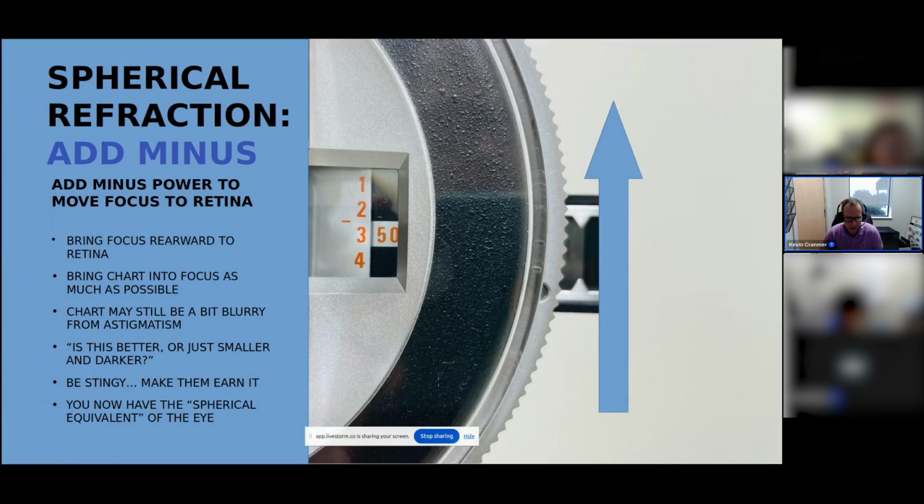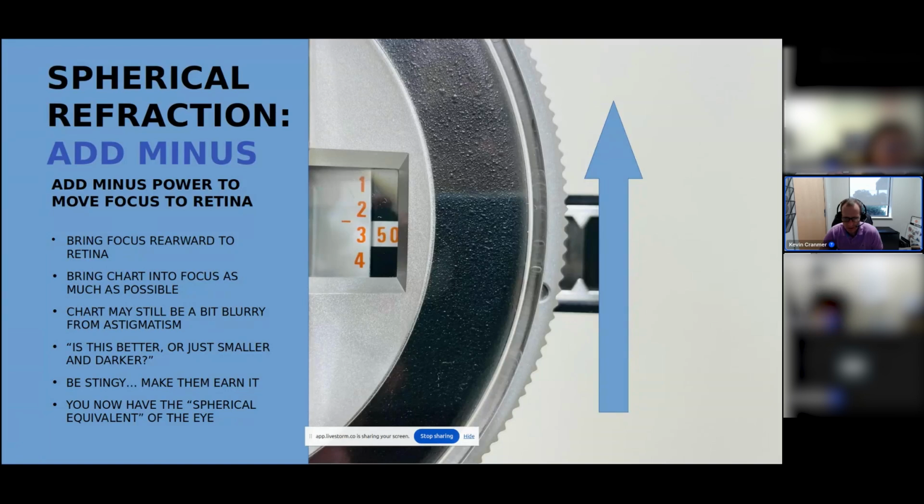So you want to make sure that it's actually better and it doesn't just look darker, because as you add more minus power and move the focal point rearward, once you make them accommodate, they're still going to be clear. They'll still be able to see the chart, but now they're straining their eye to do it. So you don't want to go too far. And as this happens, you want them to actually improve their vision. If you're unsure, make them read the chart again.